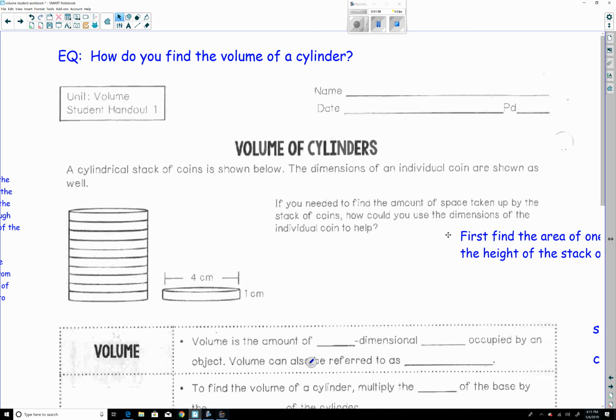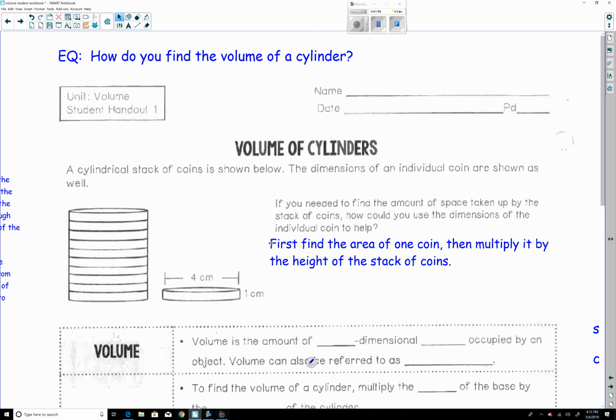So let's write that down. First, we're going to find the area of one coin, or the area of the base of the circle, and then multiply it by the stack of coins. So hopefully you remember how to find the area of a circle. So the area of a circle, I'm just going to give you the formula here: area equals pi times the radius squared.